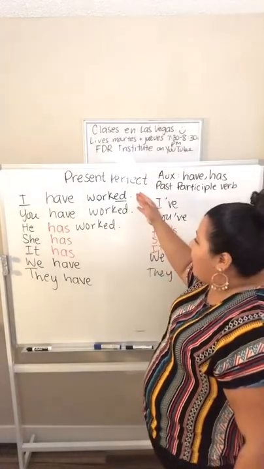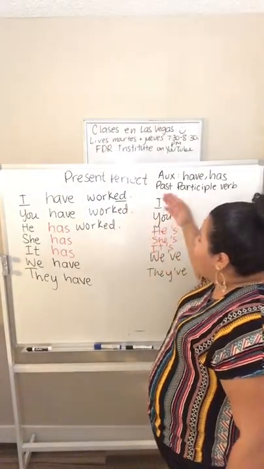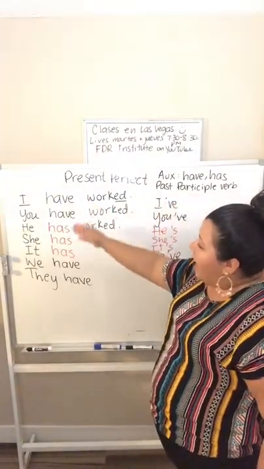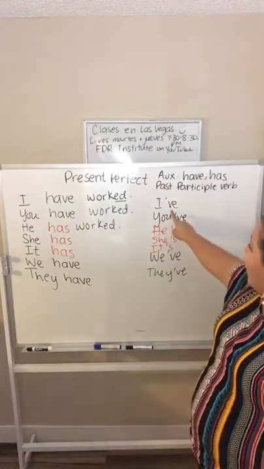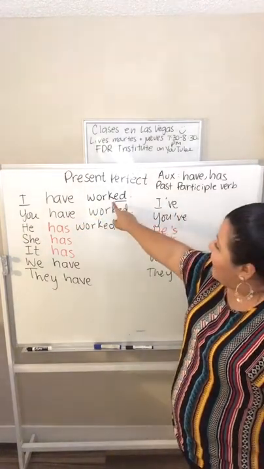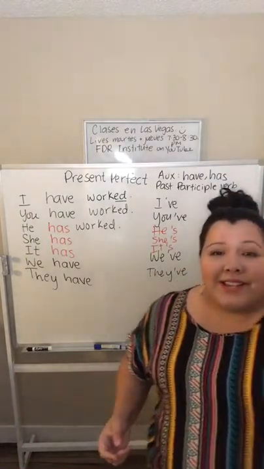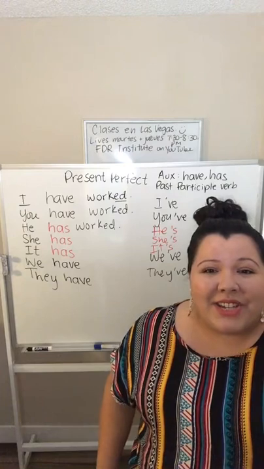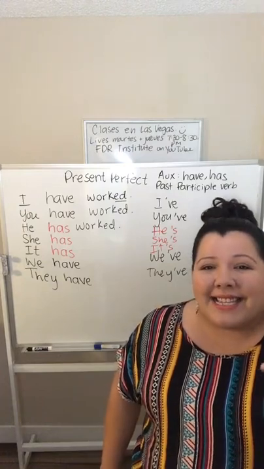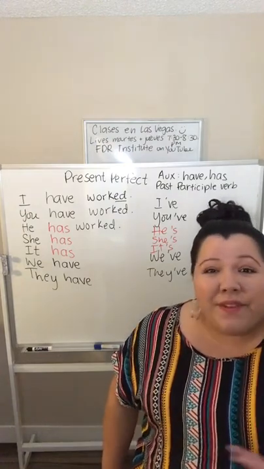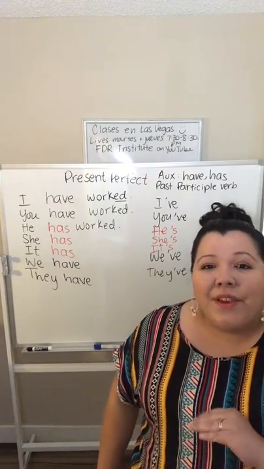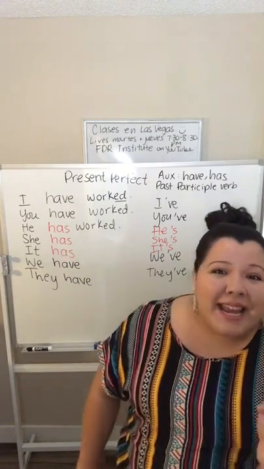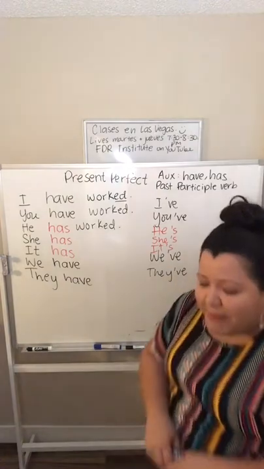So dije, I have worked, you have worked, pero en vez de decir I have, you have, he has, podemos utilizar la contracción y decir el verbo ya. I've worked, you've worked, he's worked, she's worked, it's worked, we've worked, they've worked. Okay, and that's with any verb. So, si cambio de verbo, también puedo cambiar de verbo.